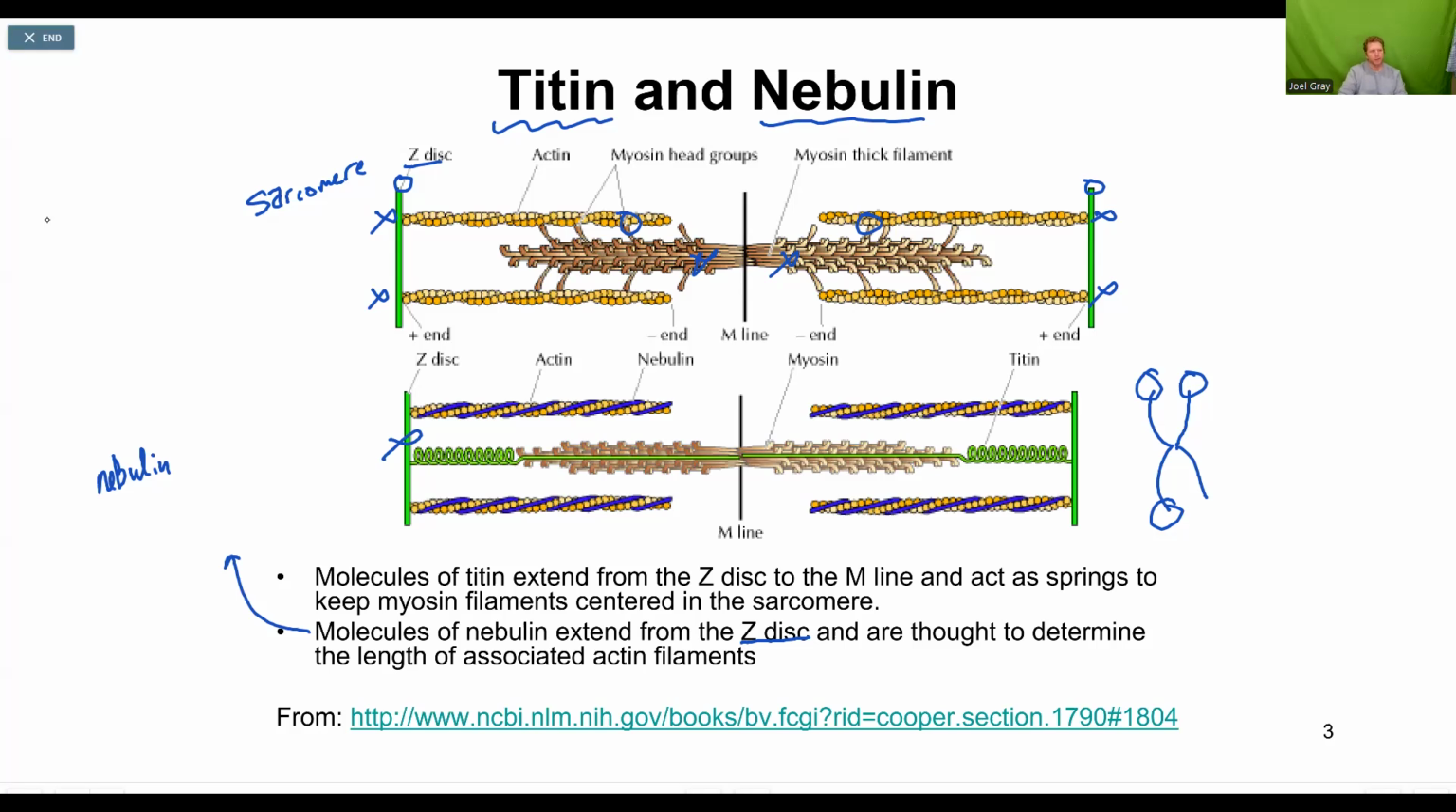Nebulin is wrapped around actin, and titin extends from the Z disc to the M line. Here we have one titin and another titin, so two titin proteins displayed there. They're all my drawings. Proceed.